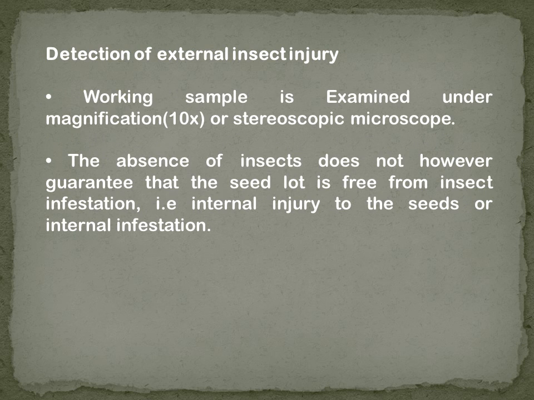Now come to the detection of external insect injury. So the working sample is examined under 10x magnification or stereoscopic microscope, and absence of insects does not however guarantee that the seed lot is free from insect infestation. That is internal injury to seed, or internal infestation.